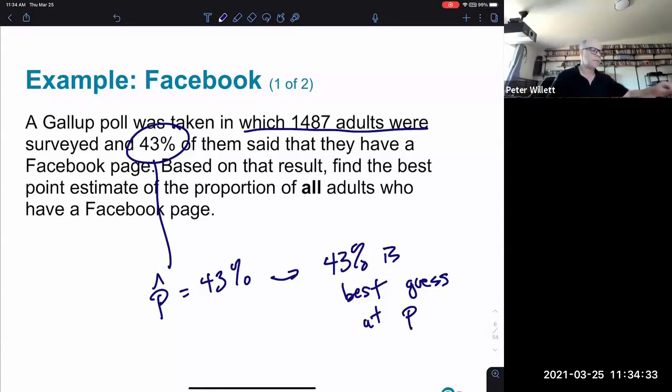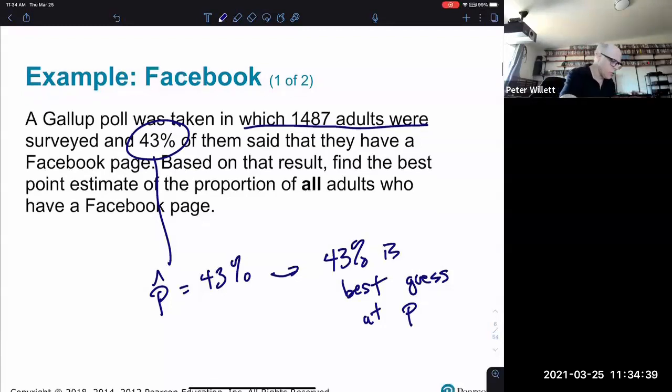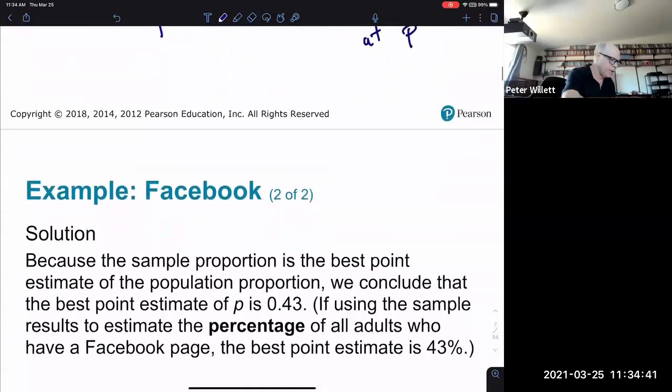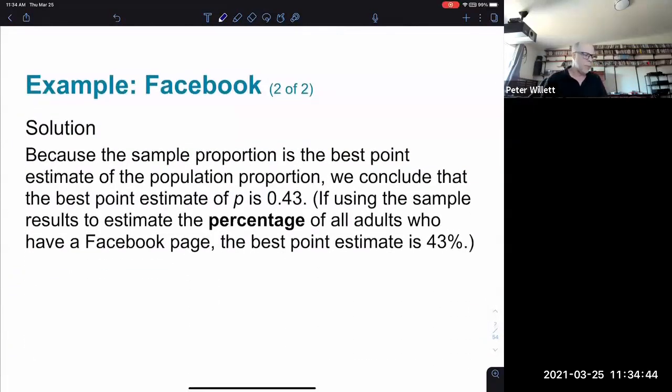have Facebook pages. All right, so that's our starting, not too deep, but the ideas are going to start to grow quickly. So we want to feel comfortable along the way. Because the sample proportion is the best point estimate, and the sample proportion was 43%, then our estimation would be 43% for the population. Okay.